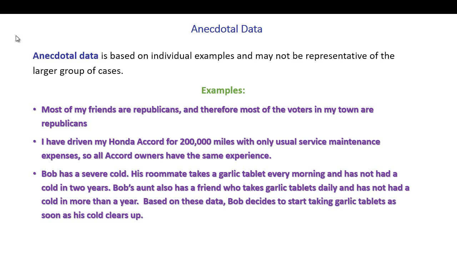So these are all examples of anecdotal data. Again, more often than not, the anecdotal data will not be representative of the larger group of cases.